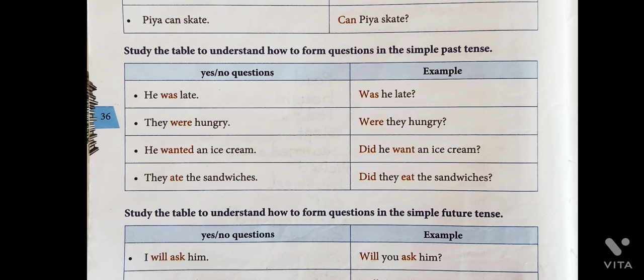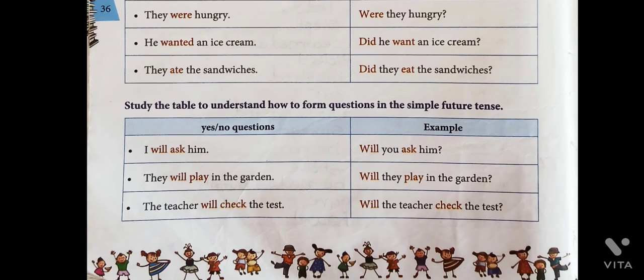So okay everyone, now let's see the last table. To study the table, to understand how to form question in the simple future tense. The sentence is, I will ask him. So the question will be, will you ask him? Will be the first. Will you ask him?